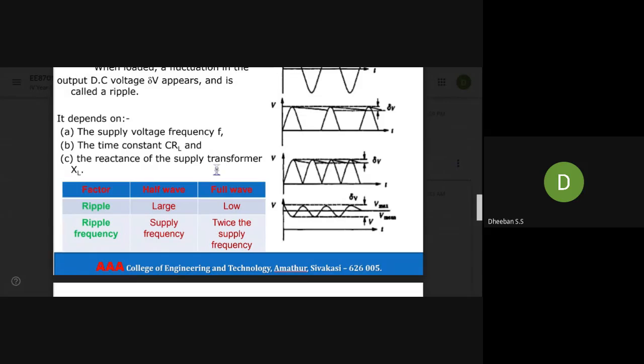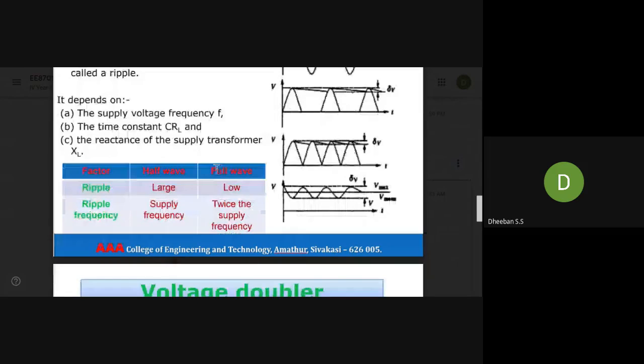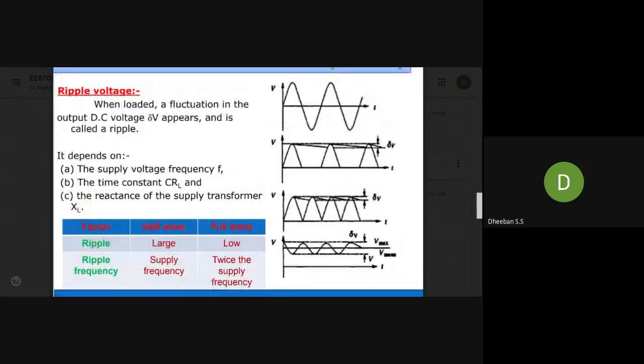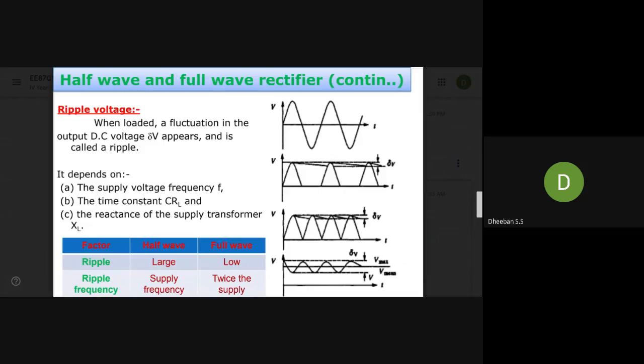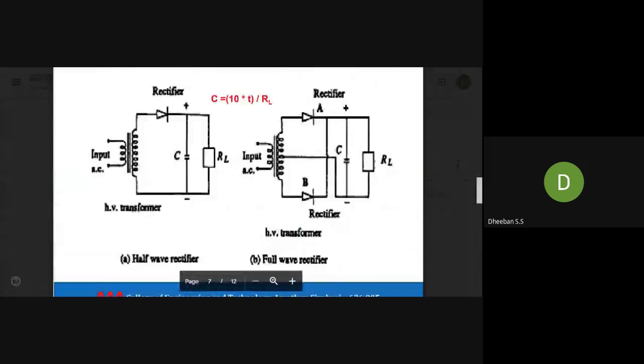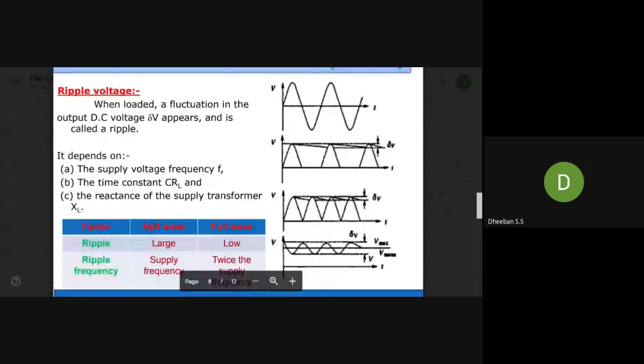Okay, so this is a basic concept. Regarding this, there is a derivation. That is how you will be deriving your average DC output voltage. So I won't be dealing with it. You can just refer to your power electronics. Otherwise, you can refer to the book.